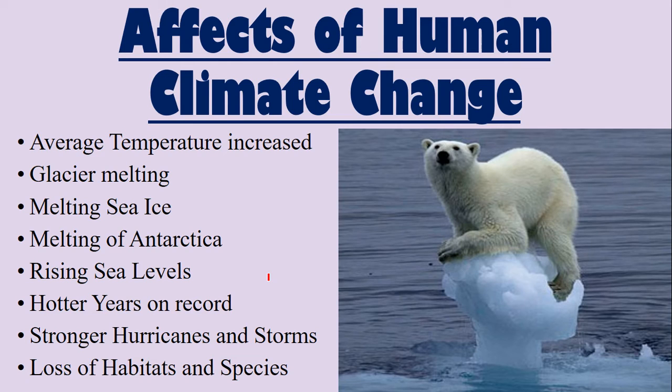We're also seeing glaciers melting at a faster rate than normal. We're seeing melting sea ice, which is doing it at a faster rate than normal, which is also melting of Antarctica. We've seen Antarctica shrink in its amount of ice. We're seeing rising sea levels. There are some islands out there that are already becoming underwater because of the rising sea levels. We're seeing hotter years on record. We're seeing stronger hurricanes and storms, and we're seeing loss of habitats and species.